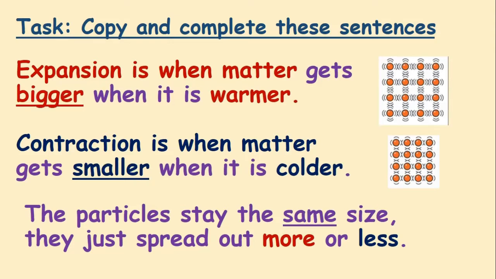So, expansion is when matter gets bigger when it is warmer. This is because the particles themselves move more, so they spread out. Contraction is where matter gets smaller when it is colder. This is because the particles don't move around as much, so they do not spread out as much. The particles themselves stay the same size, they just spread out more or less.